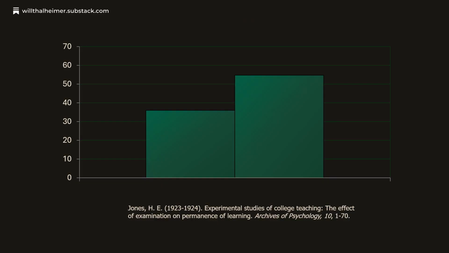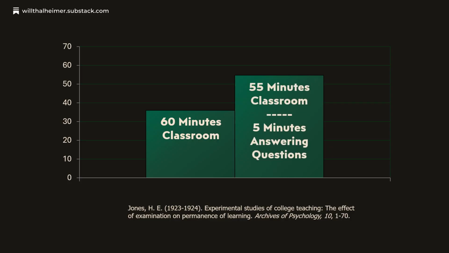Let's dive into two studies. This was a classic study by Jones back in 1923-24. What he did was he had people, many of them college students, take 60 minutes of classroom lecture, or 55 minutes of classroom lecture and 5 minutes answering questions. No feedback at all. And yet, you can see there's over a 50% improvement in the learning results because of retrieval practice alone.